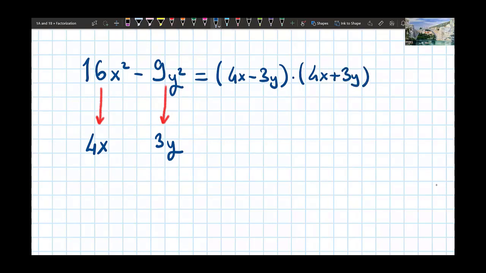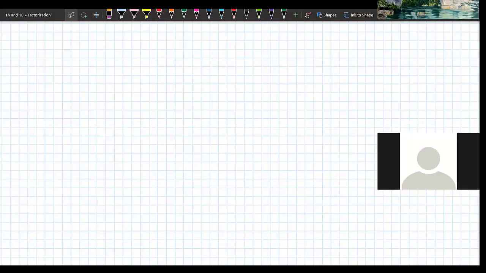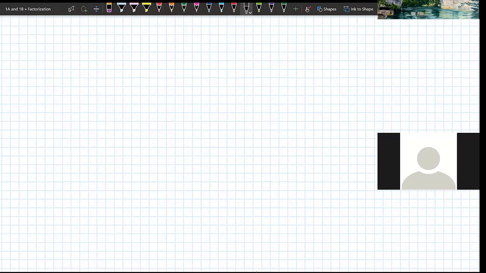So that's the factorized form. So difference of two squares. You could factorize this difference in this form. When you multiply 4x minus 3y by 4x plus 3y, you will get 16x squared minus 9y squared. So this is the factorized form. That's it. So if you want to solve them, just raise your hand. The first one is coming.